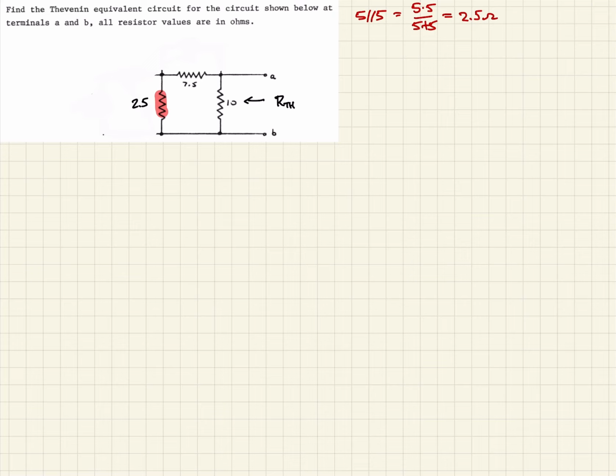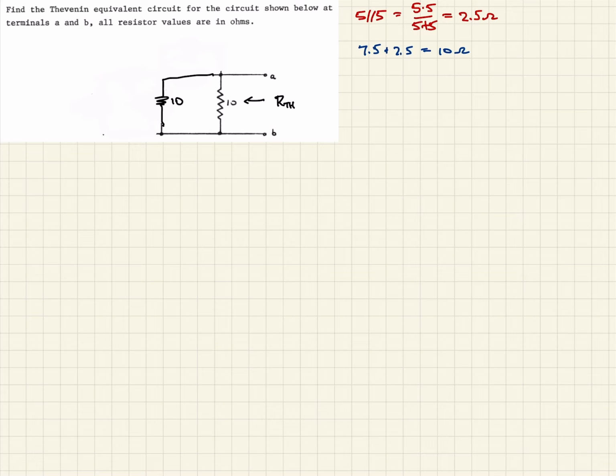So now we see that we have the 7.5 in series with the 2.5. So then that means 7.5 plus 2.5. So they're in series, you just add them together, and that's 10 ohms. So that means you can replace both of those resistors with just one resistor. So we'll do that. So that's gone. And so if we come back, we'll just have one resistor of 10 ohms.